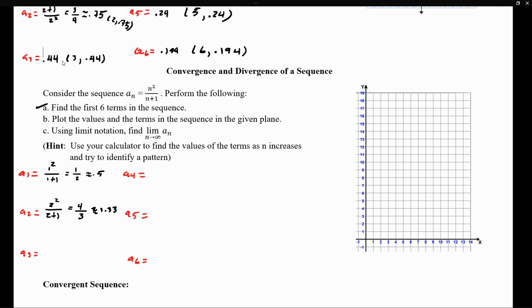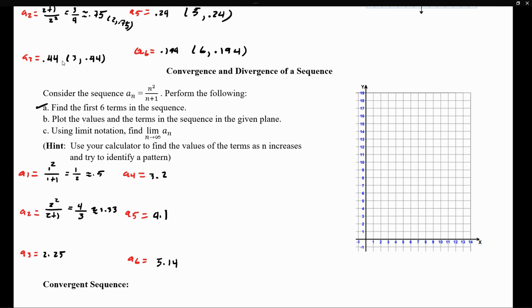And if I continue doing this, the value for the third term is going to be 2.25. The value of the fourth term is 3.2. The value of the fifth term is 4.1. And the value of the sixth term is 5.14. And now that we have those 6 terms, let's plot the value of those terms in our graph.